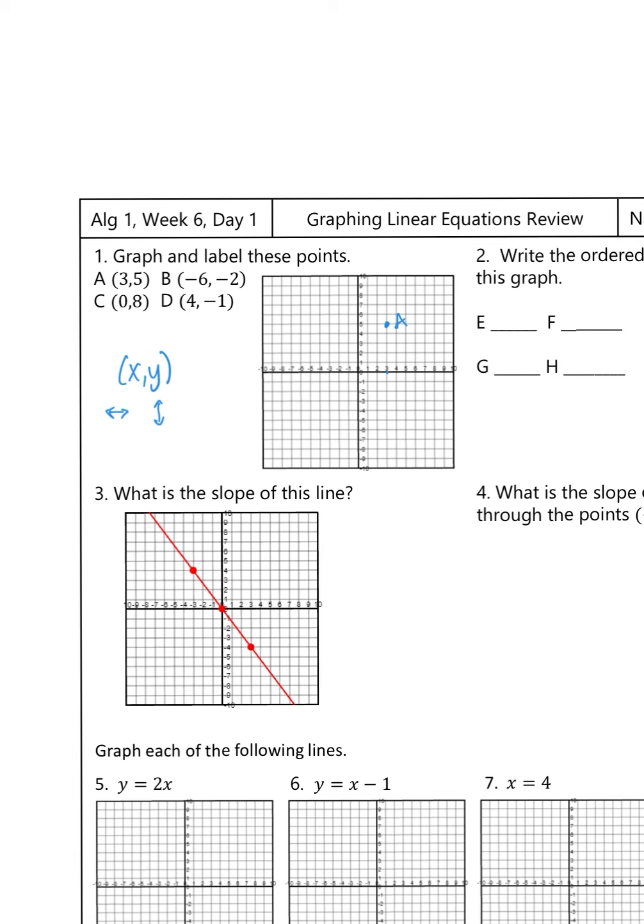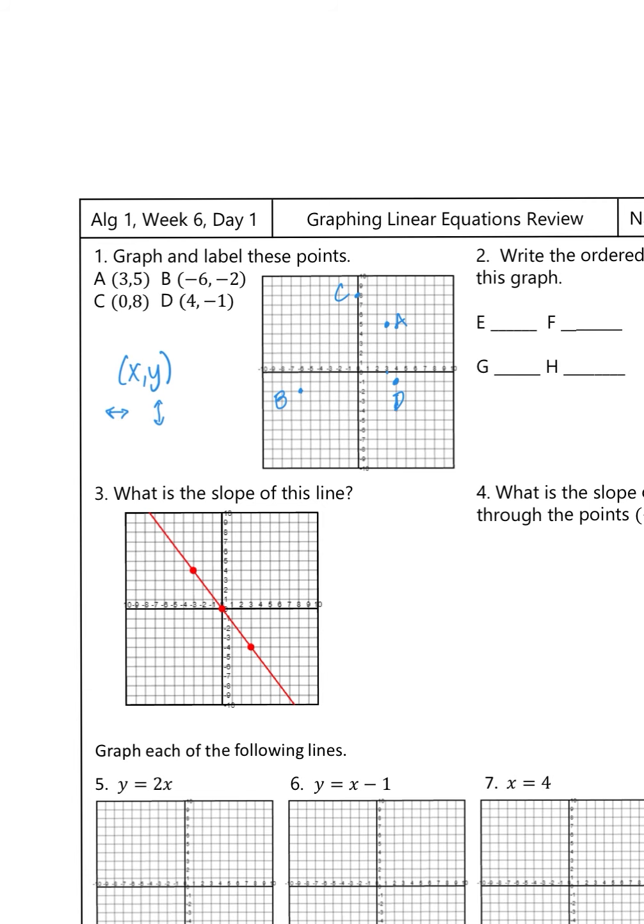B is -6 comma -2. So I'm going to go left 6 and down 2. And that's where point B is. C is 0 comma 8. So I'm going to not go left or right because it's 0, and then I'm going to go up 8 to right here, and so that's point C. Then D, 4 comma -1, I'm going to go right 4 and down 1. There's D. So that's how you would plot and label some points.